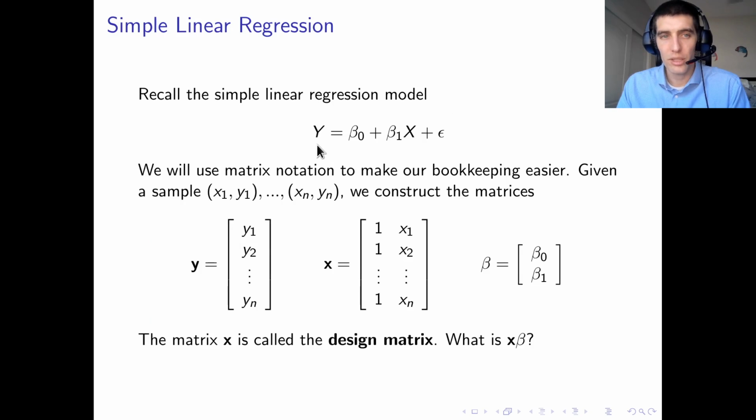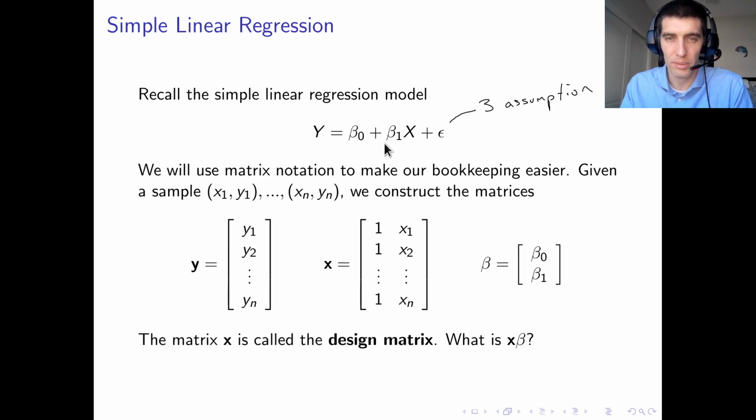Recall the simple linear regression model from the previous lecture. We assume that y is a linear function of x: there's an intercept, a slope, and an epsilon term. We have the three assumptions we talked about last time: mean zero, constant variance, and Gaussian noise on epsilon. What we're going to introduce in this lecture is matrix notation, which is going to make the bookkeeping easier on our estimates of beta 0 hat and beta 1 hat.